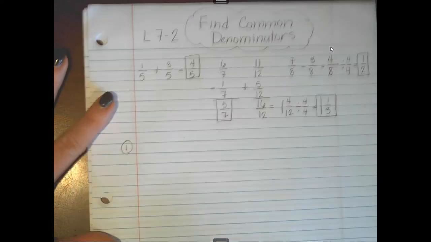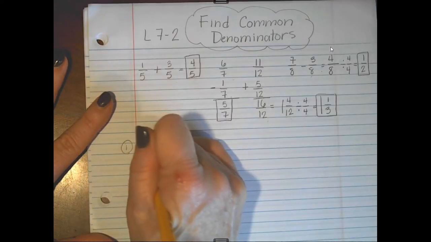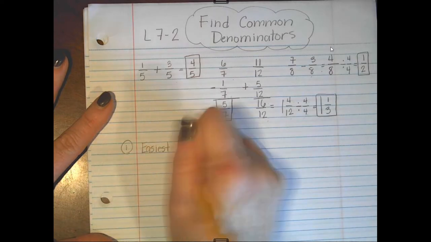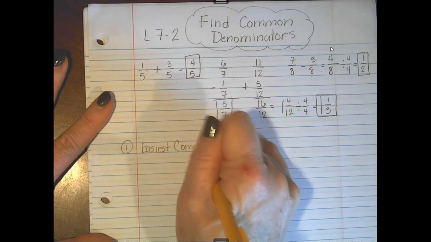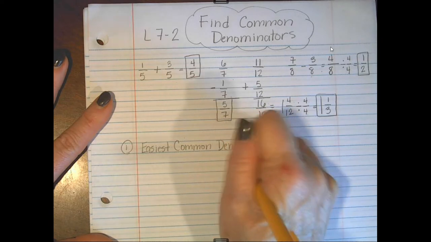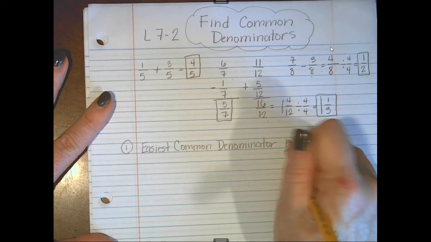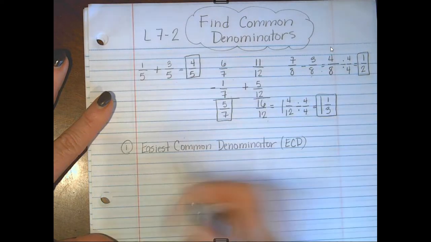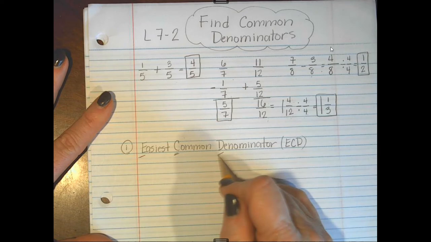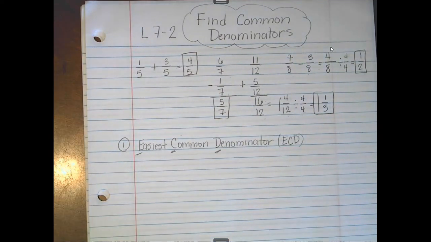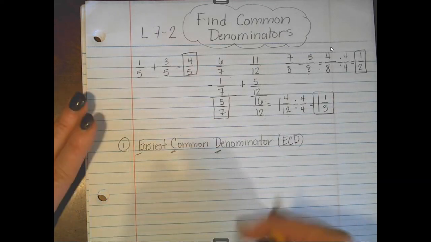The first method is called the easiest common denominator. You'll see that abbreviated ECD, easiest common denominator. And what's so easy about the easiest common denominator is that in this method, the common denominator is always going to be the product of your two denominators.